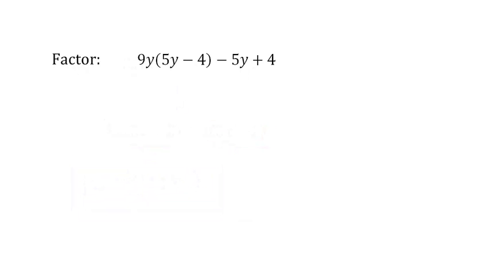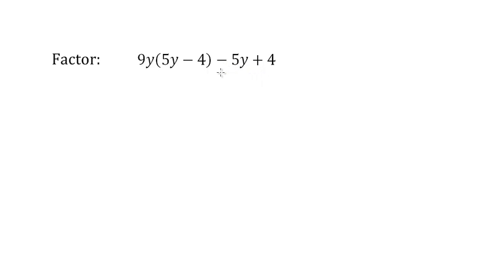Here is a related but slightly different problem. Let's factor the expression 9y times the quantity 5y minus 4, minus 5y plus 4. Now we've been factoring by taking out the greatest common factor. And notice in this expression we have this term with a 5y minus 4, and over here we have a negative 5y plus 4. But do you see that negative 5y plus 4 is the same expression as 5y minus 4, except the signs are different?